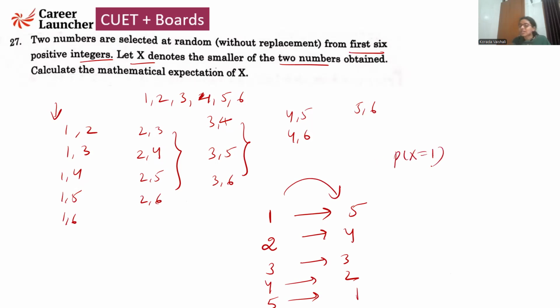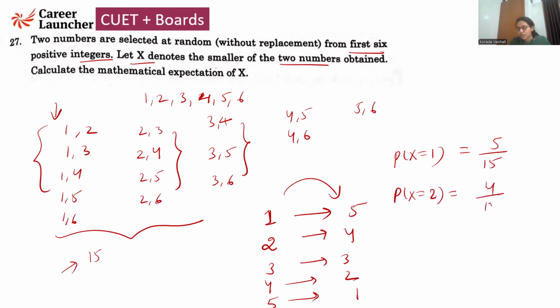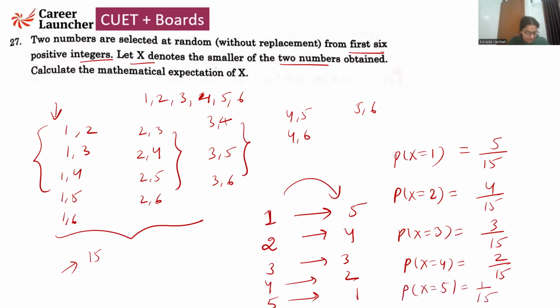Now, in terms of probability, how many elements do I have in the sample space? This whole thing is my sample space. In totality, the sample space has 15 possible outcomes. So for x equal to 1, it will be 5 by 15. For x equal to 2, the probability will be 4 by 15. For x equal to 3, it is 3 by 15. For x equal to 4, the probability comes down to 2 by 15. And for x equal to 5, it is 1 by 15.